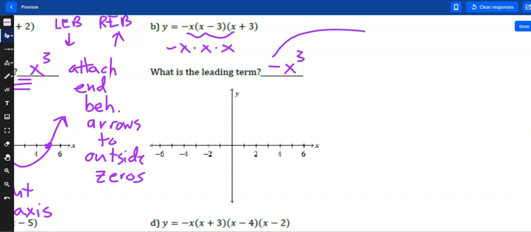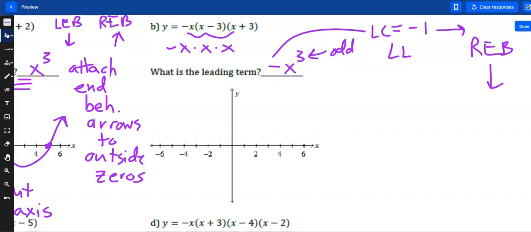Okay, so my leading coefficient equals -1. That tells me that my right end behavior is down. My degree is odd, which tells me that my left end behavior is opposite of the right. Since I know that's opposite, that's down, that means this one has to be up.